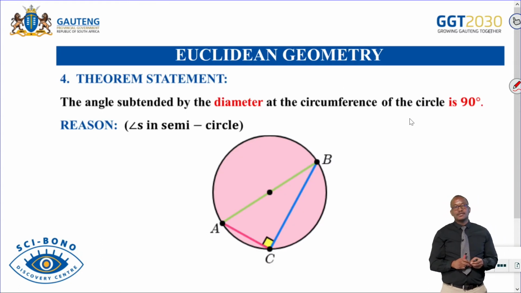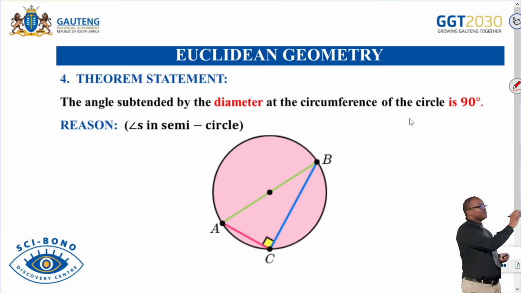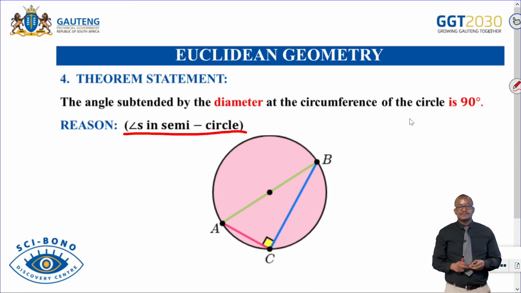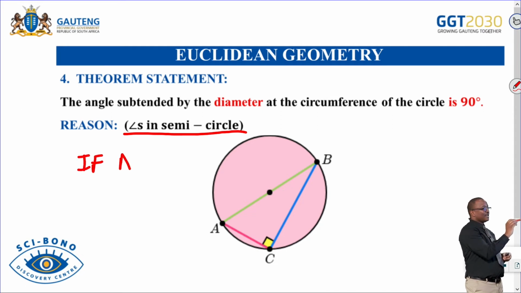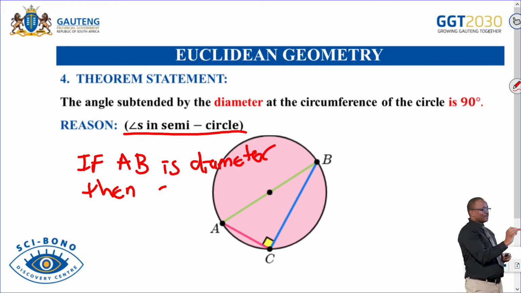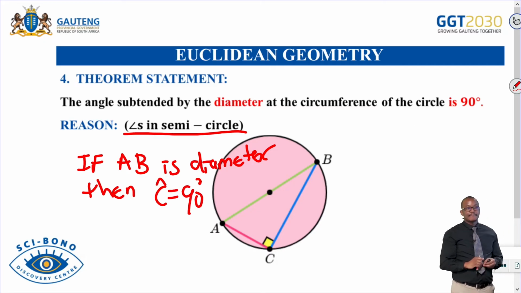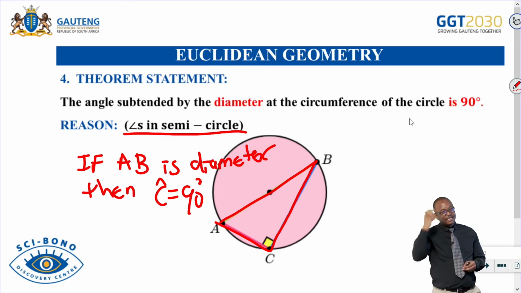Now, let's look at our third theorem statement. It says the angle subtended by the diameter at the circumference of a circle is 90 degrees. So the reason there, we're going to say it's angles in a semicircle. Here basically they say if AB is a diameter, then your angle C must be 90 degrees. If AB is a diameter, then angle C will be 90 degrees.